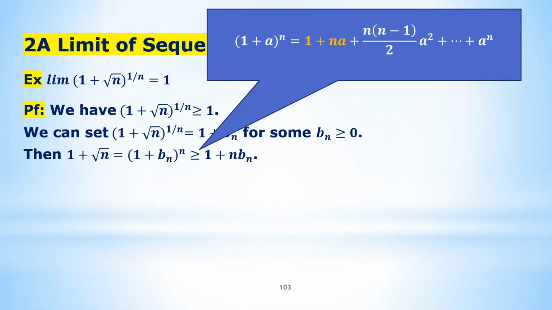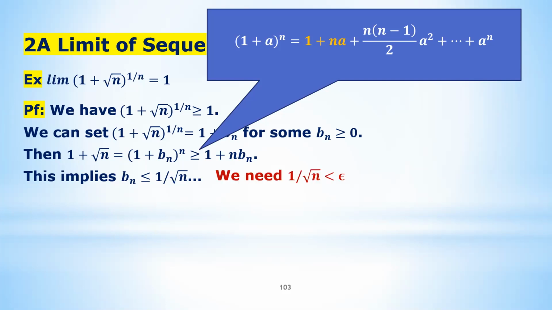Now, including 1 is because on the left side, there's 1 involved, so including 1 enables us to cancel that 1. Therefore you get a nice estimate for bn. bn is less than, canceling 1, divided by n, you get 1 over square root n. That's sufficient because when n goes to infinity, 1 over square root n goes to 0. So the problem is reduced to showing that 1 over square root n is less than epsilon.